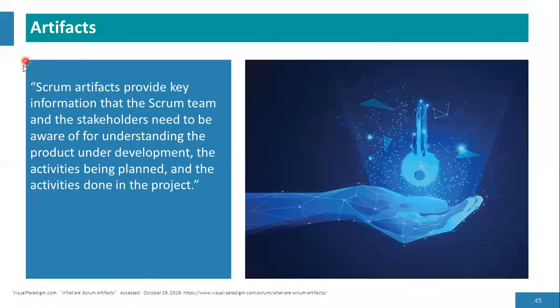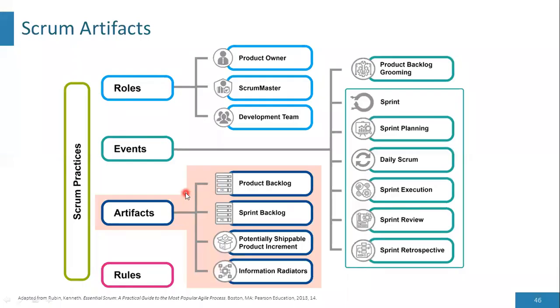Next, we have the artifacts in Scrum. Scrum artifacts provide key information that the Scrum team and the stakeholders need to be aware of for understanding the product under development, the activities being planned, and the activities done in the project. The Scrum artifacts are highlighted on this slide. There are 4 of them: the product backlog, the sprint backlog, the potentially shippable product increment, and the information radiators.